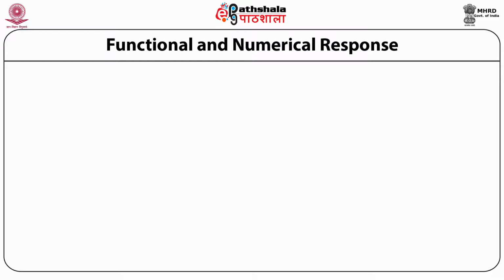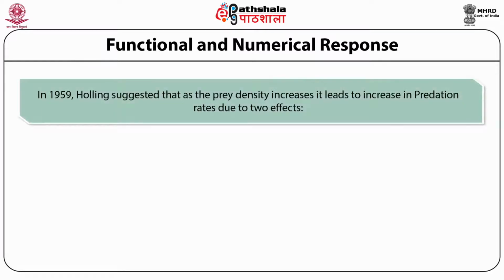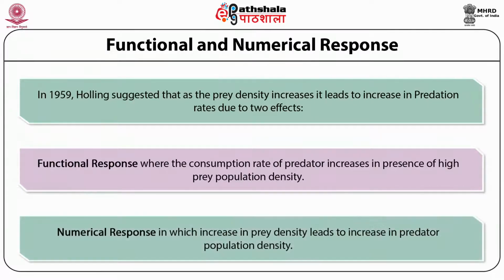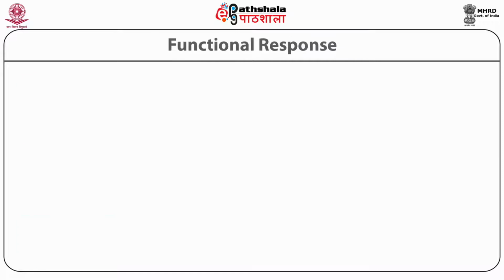Functional and numerical response. In 1959, Holling suggested that as prey density increases, it leads to an increase in predation rates due to two effects. Functional response, where the consumption rate of the predator increases in the presence of high prey population density. Numerical response, in which an increase in prey density leads to an increase in predator population density.